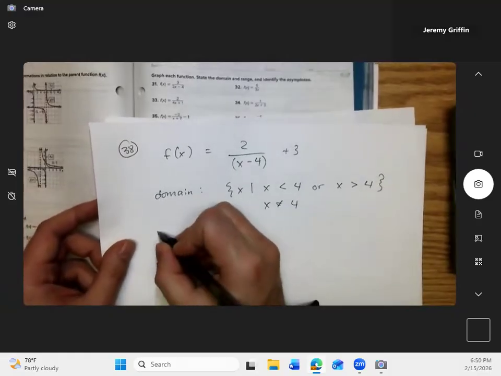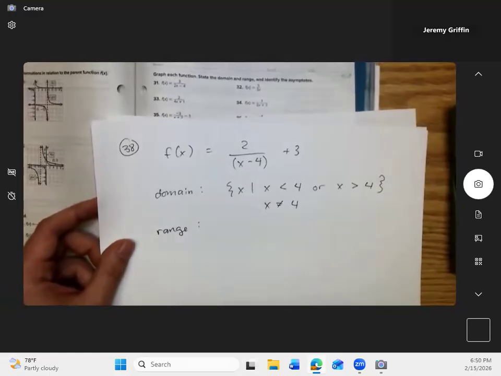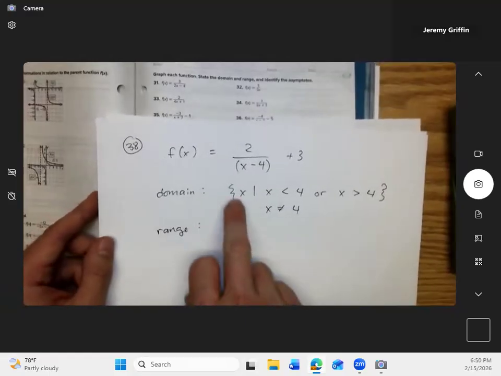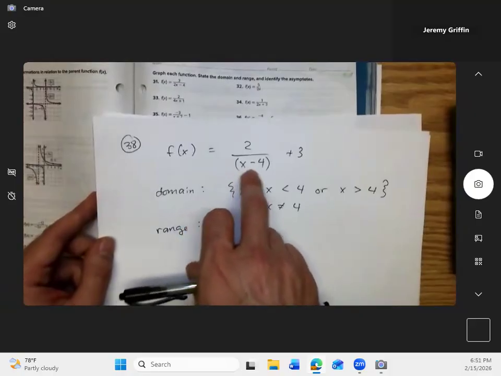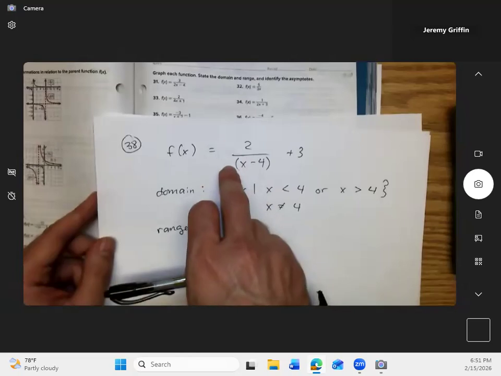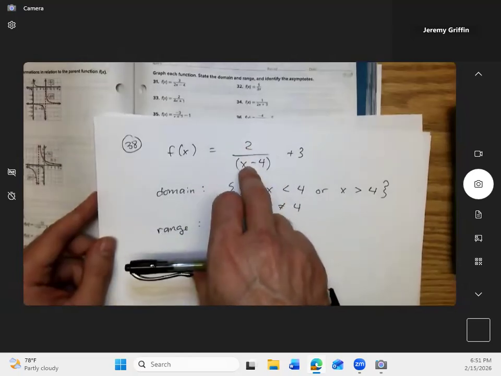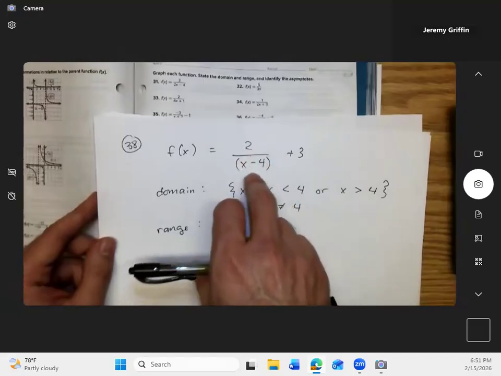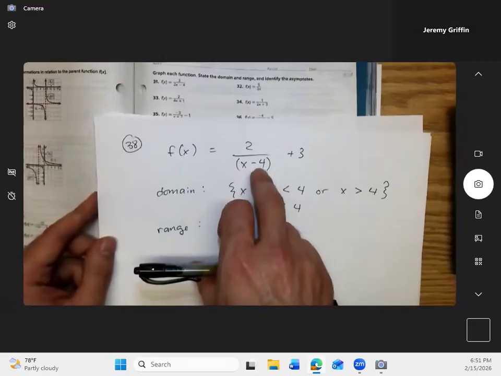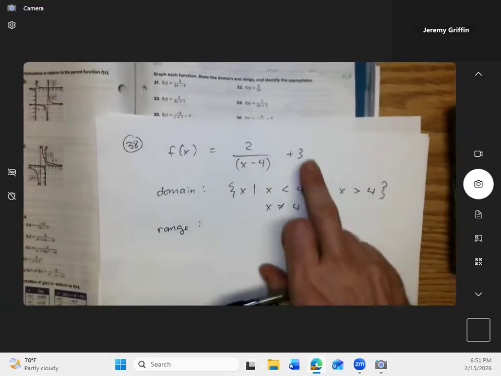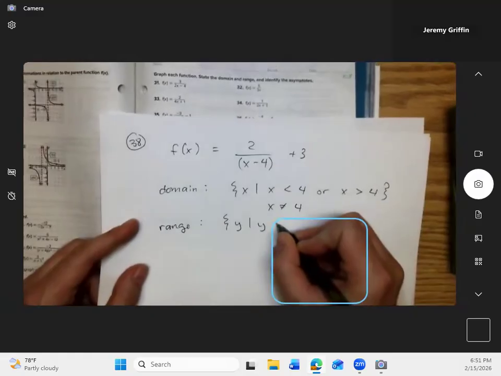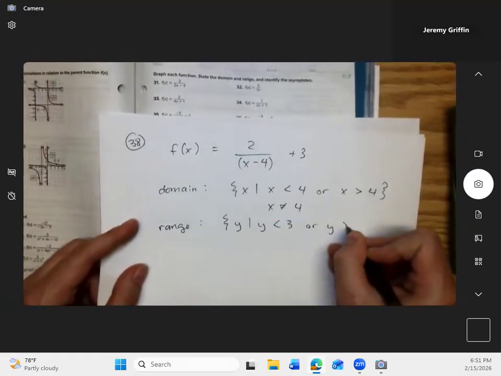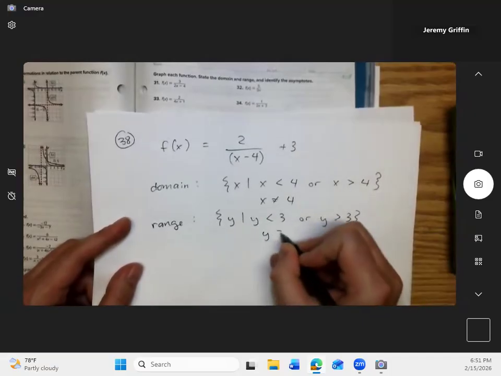The range. Let's think what would happen if x goes to either infinity or negative infinity. This denominator would blow up big, and 2 over something would approach 0 but never quite be 0. This fraction can never exactly be 0, but it will approach it if x gets very, very big, positive or negative. So something not quite 0, plus 3. I think that y is allowed to be strictly less than 3 or strictly greater than 3, but y will never be 3.